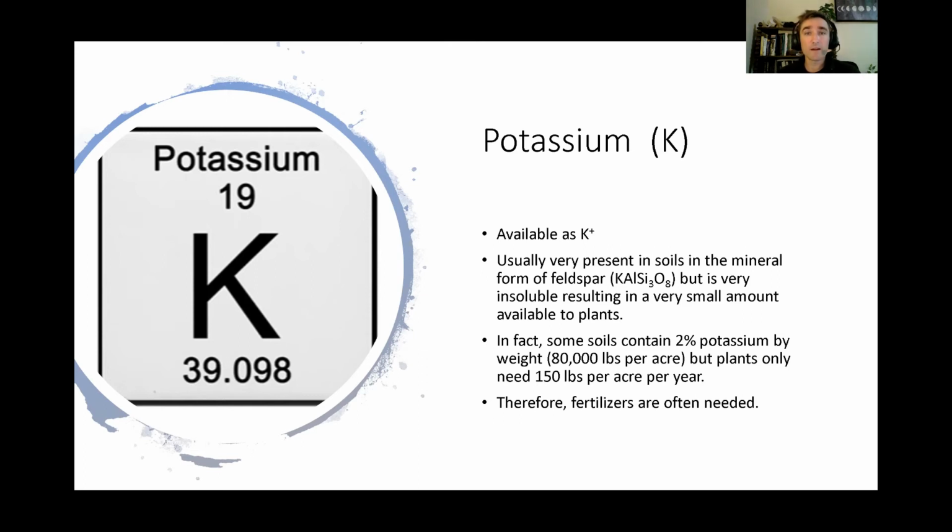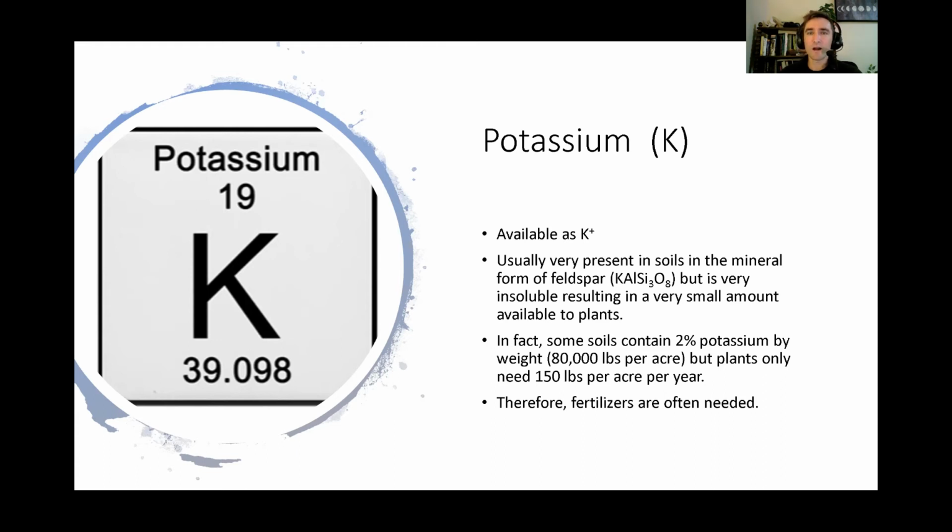Potassium is usually very abundant in your soil, in the mineral component of your soil, but it's very insoluble. So you don't have a lot that's available to your plants. In fact, some soils can contain up to 2% potassium just by weight. That would be like 80,000 pounds of potassium on 1 acre of a farm, and your plants only need 150 pounds per acre per year. But even though it's there, it's not available.